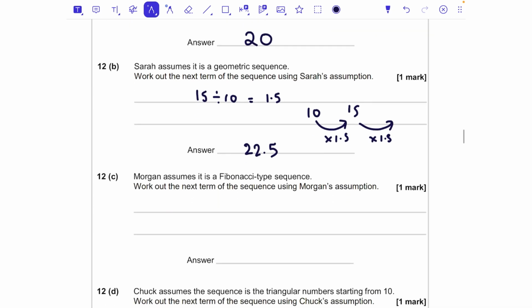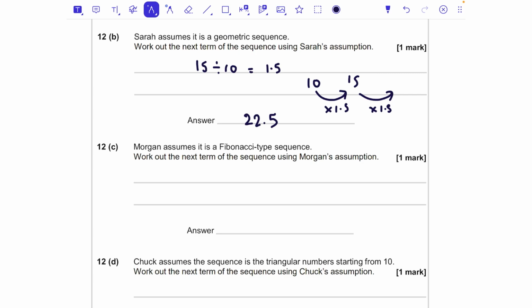For part C, Morgan assumes it's a Fibonacci type sequence. Work out the next term of the sequence using Morgan's assumption. So Fibonacci is when you add the 2 terms to get the next one. So 10 add 15 would give us 25. And then if we were going to carry on again, we'd do 15 add 25, and we'd get 40. But we only have to do the next one, so 25 would be our answer there.